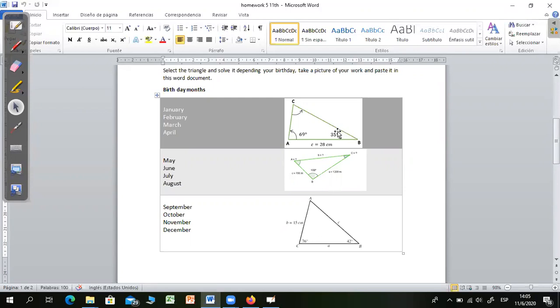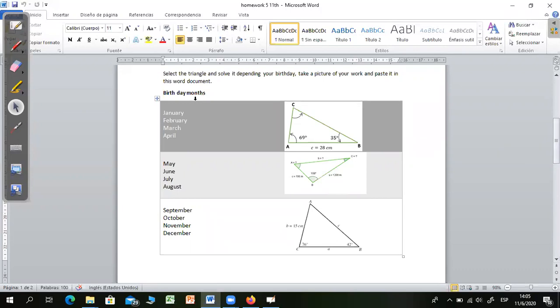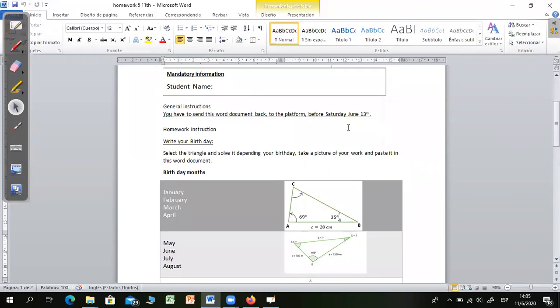And what I want you to do is solve these three non-right triangles, of course, applying the law of sine or the law of cosine, depending on the case. But for that, we have something interesting. Probably you're asking yourself what those dates are. I mean, those months are related to your birthday. This homework is for Saturday, June 13. I mean, it's for tomorrow.